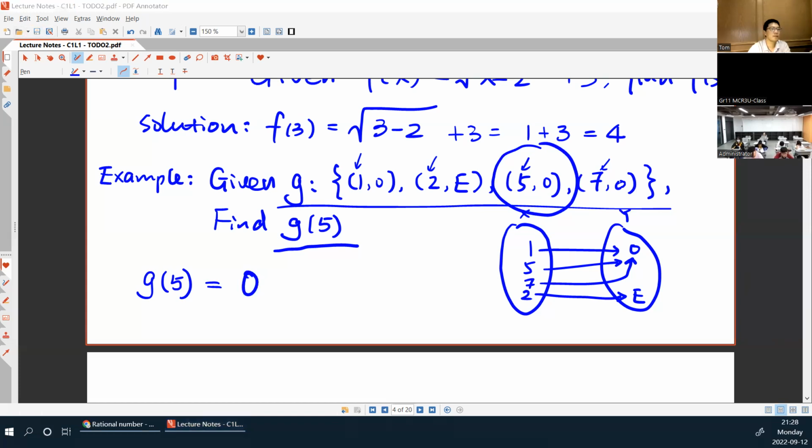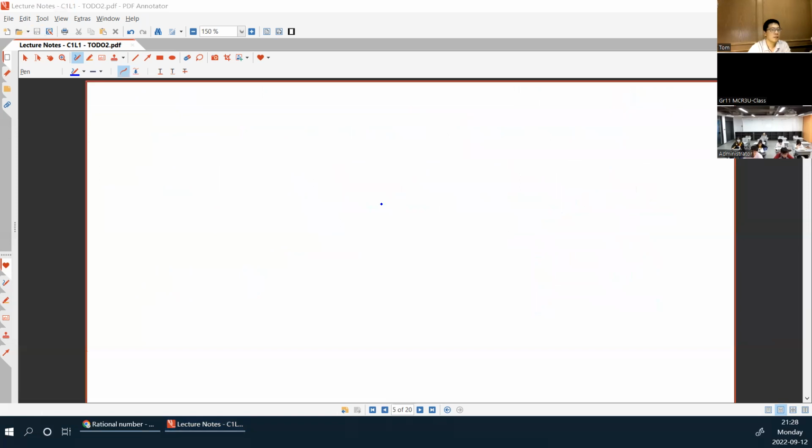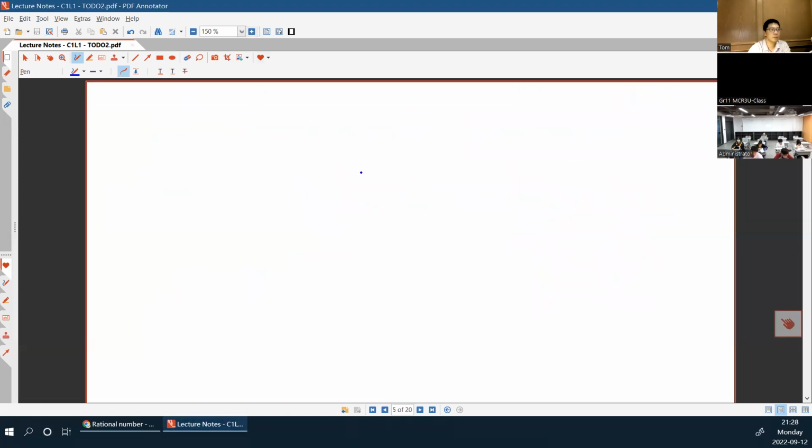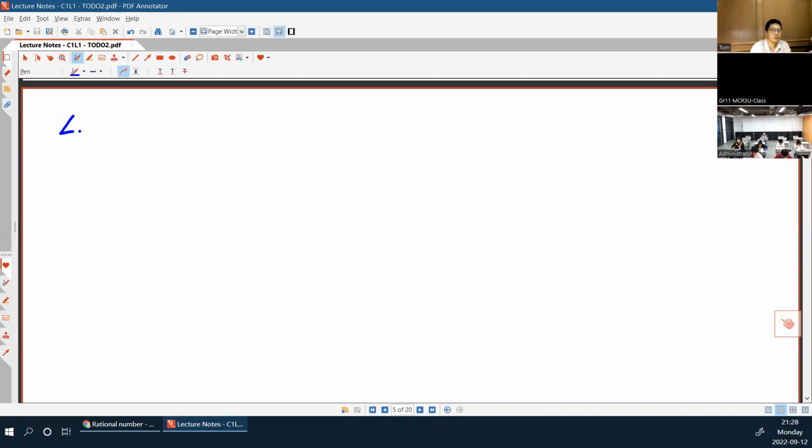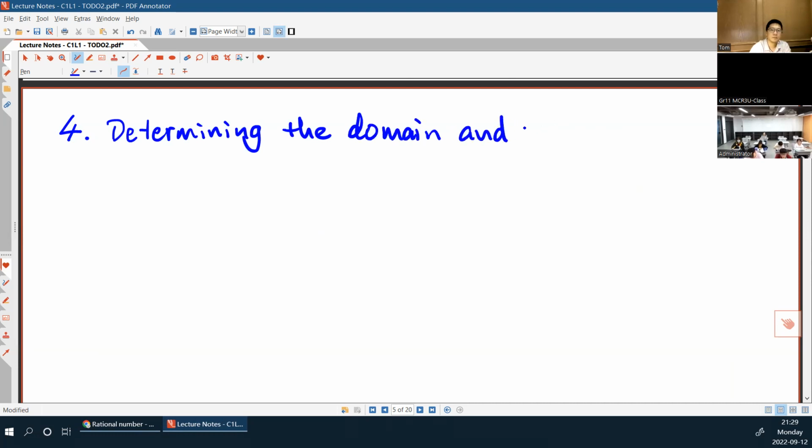Okay, any other questions? No? All right, so after that, we'll have a look at how we can determine domain and range for a given function. Okay, so in your notebook, you should write 4. Determining the domain and range.